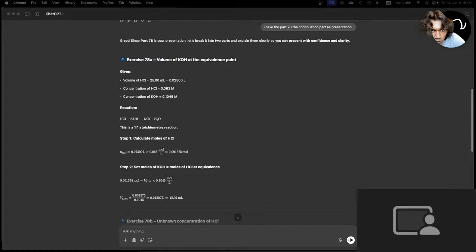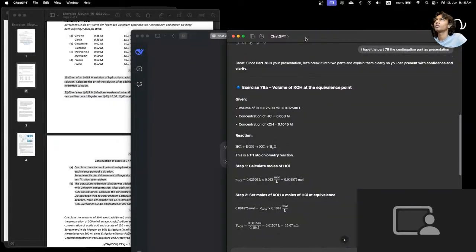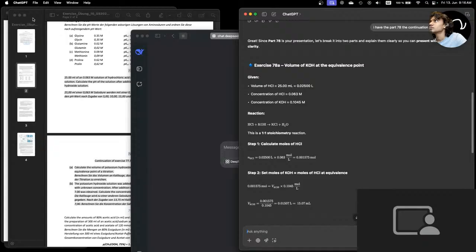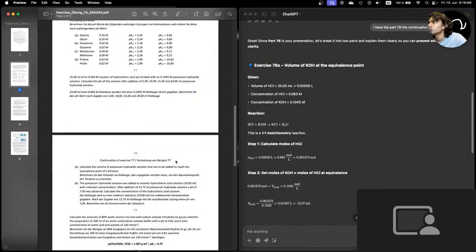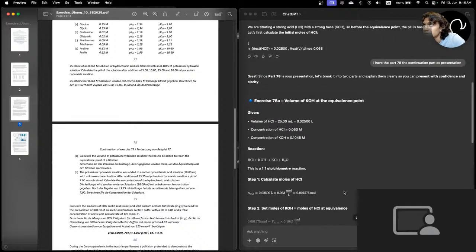So, what was the question? Calculate the volume of potassium hydroxide solution that has to be added to reach the equivalence point of titration. Volume of KOH at equivalence point.